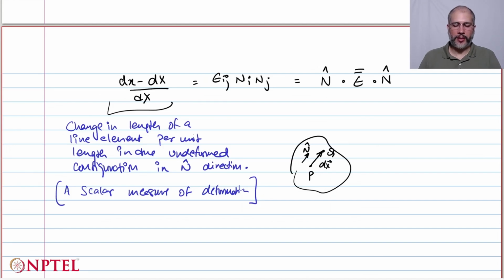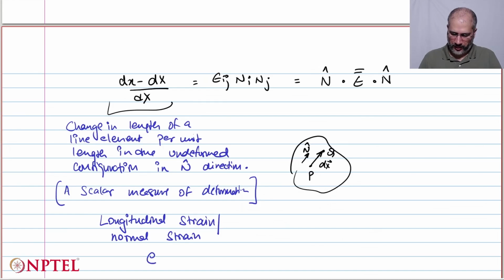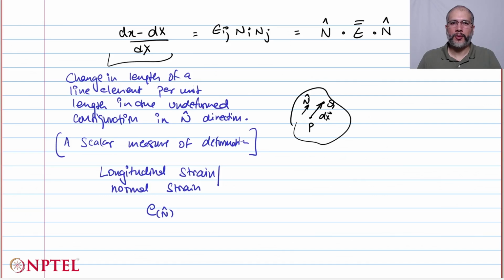And this quantity has a name. This quantity is called the longitudinal strain, or sometimes called the normal strain. It is denoted with an E n hat. So now we are ready to understand the terms of epsilon. Let us see what happens when n hat is equal to I1 hat. So n hat can be any direction starting from the point P, but we are choosing a particular one, which is I1 hat.